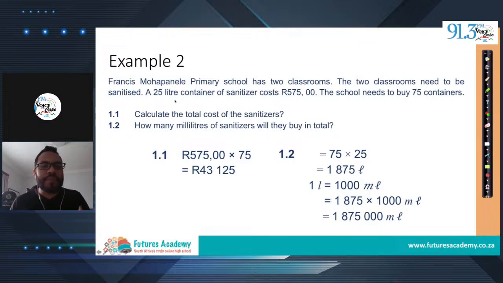Now the question wanted to know how many milliliters, and we were given liters. Hence, we were given a bigger unit, liters, and we must go to milliliters. We go back to our general rule over here: big to small, we must multiply. So we take the 1,875 liters, multiply it by 1,000 milliliters, and we have a solution of 1,875,000 milliliters. Multiplying by 1,000 is a fairly simple calculation.